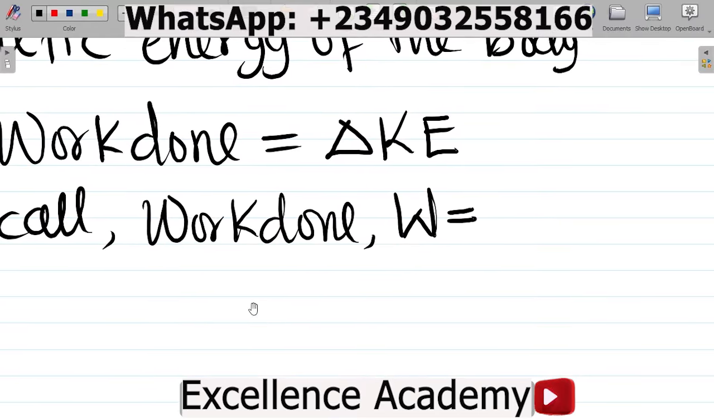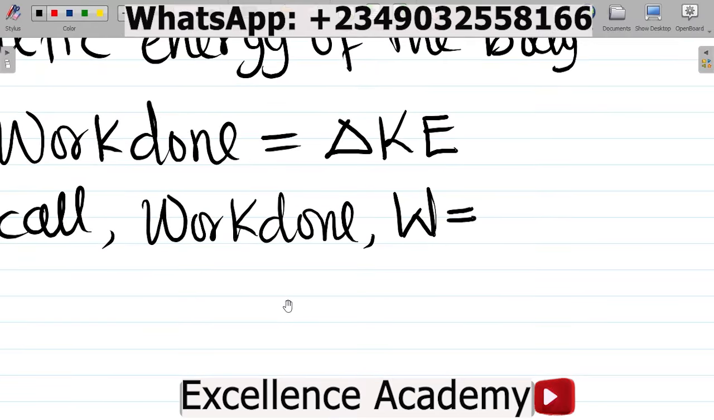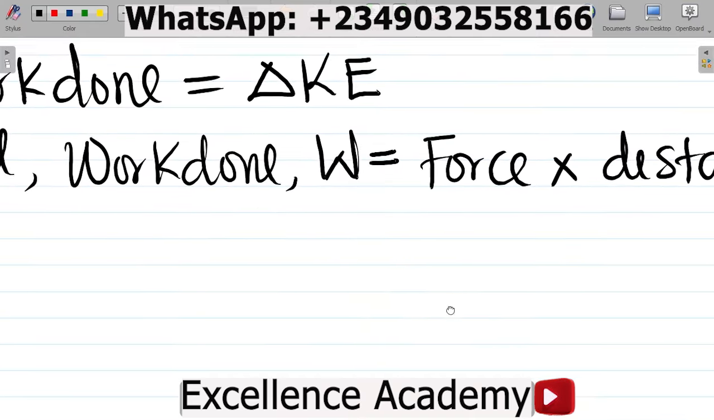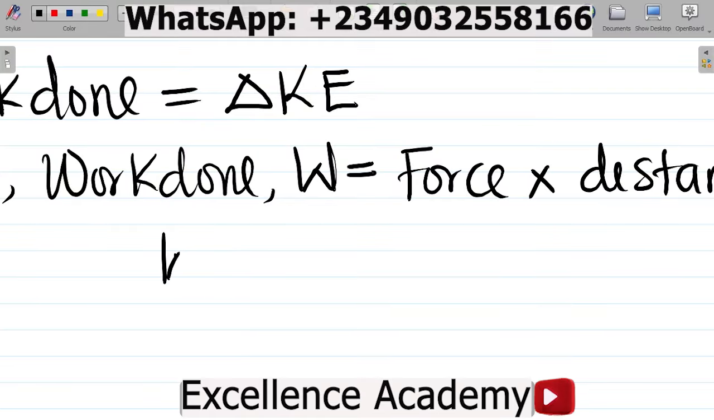Work is said to be done in physics when a force moves a body through a distance in the direction of that force. In essence, work done is equal to force multiplied by distance. So work done, W, is equal to force times distance. Let's use D to represent distance.